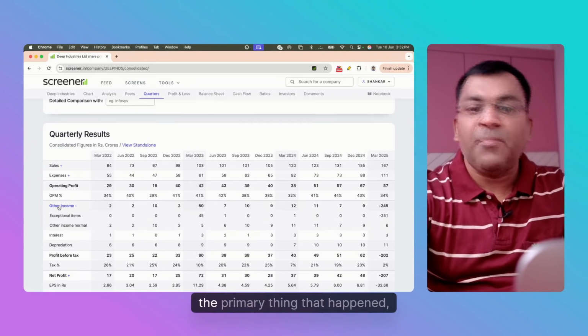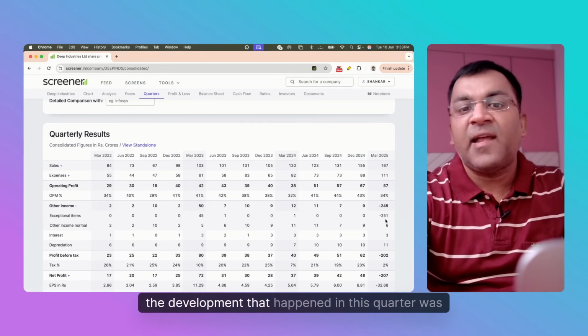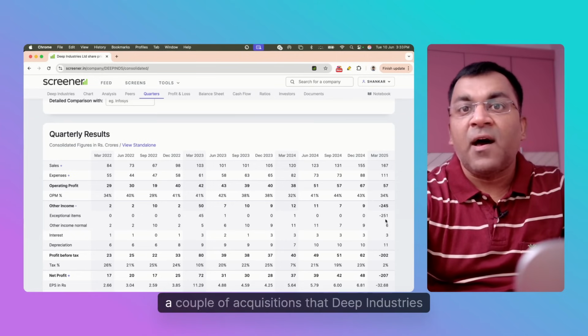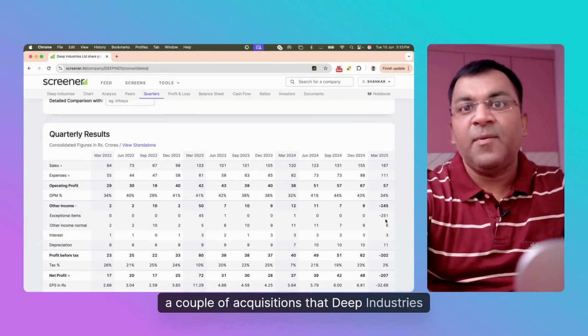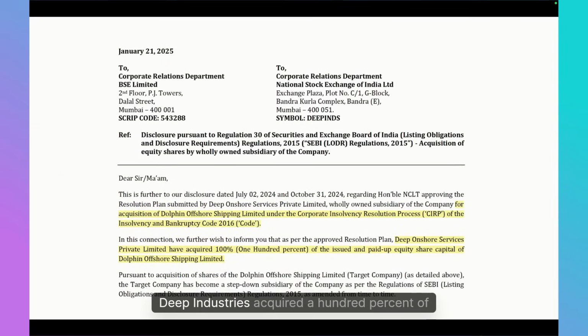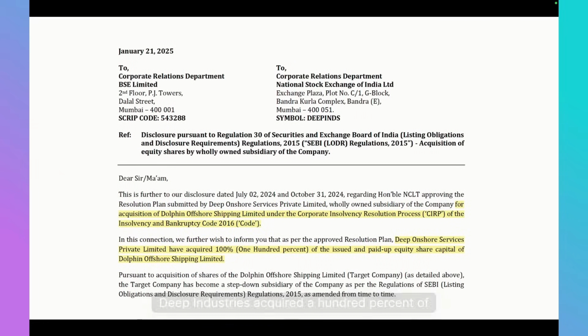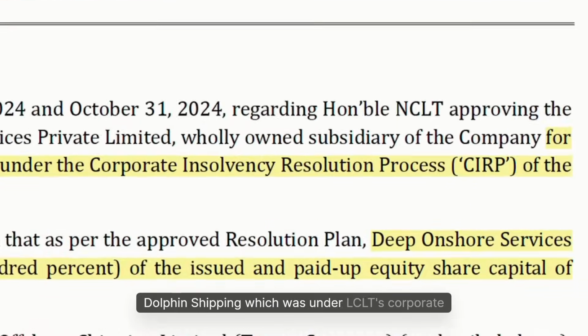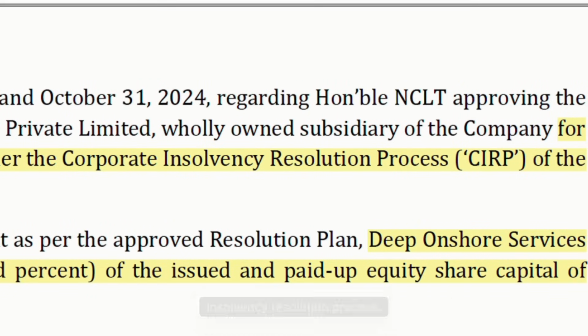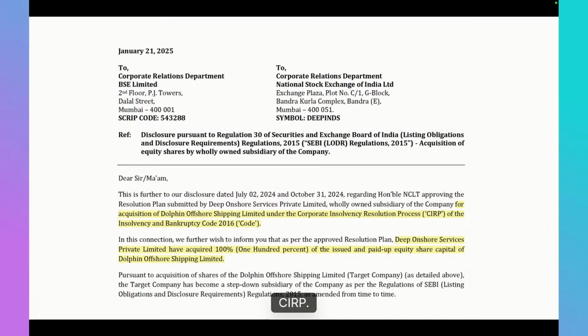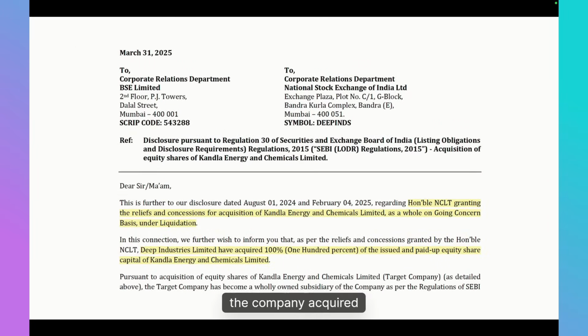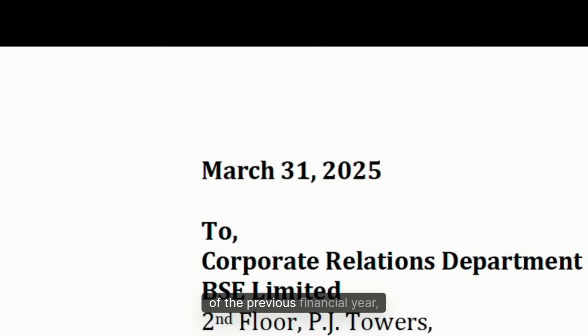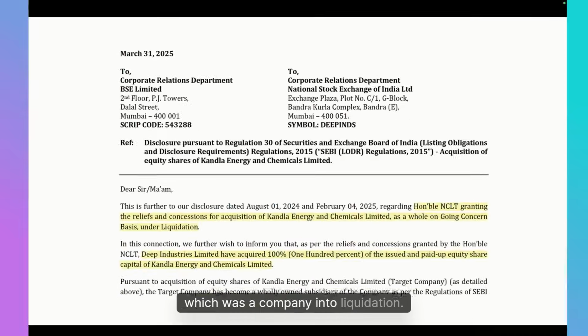The primary development in this quarter was a couple of acquisitions that Deep Industries made. Firstly, Deep Industries acquired 100% of Dolphin Shipping, which was under LCLT's corporate insolvency resolution process, also called CIRP. Secondly, the company acquired Kandla Energy and Chemicals Limited on the last day of the previous financial year, which was a company in liquidation.